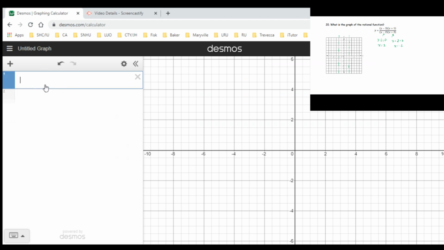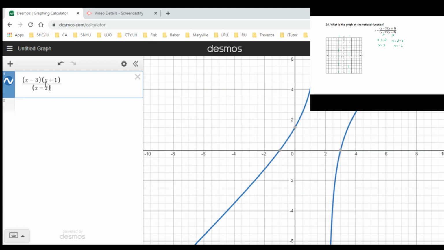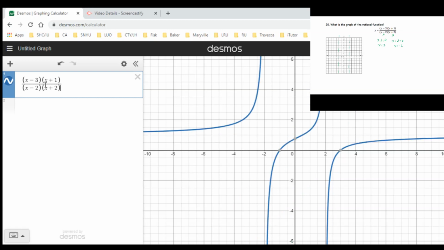So I'm going to be real careful when I put these in, x minus 3, x plus 1, and then I've got divide by x minus 2, x plus 2. And you see now what my shapes look like in the middle of my graph. So I'm going to get the general shape from Desmos, but I needed to see those guidelines. I needed to see those asymptotes there at 2 and -2.